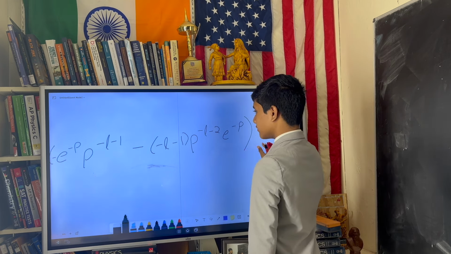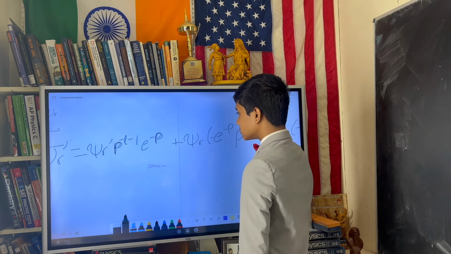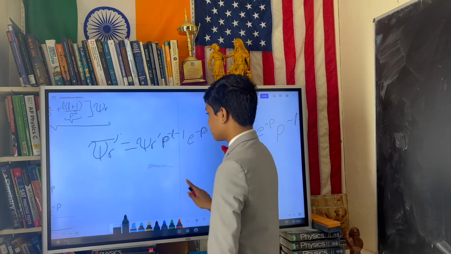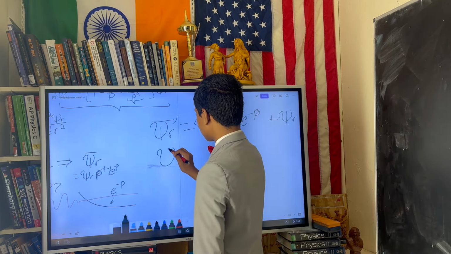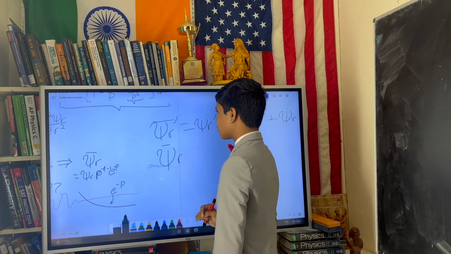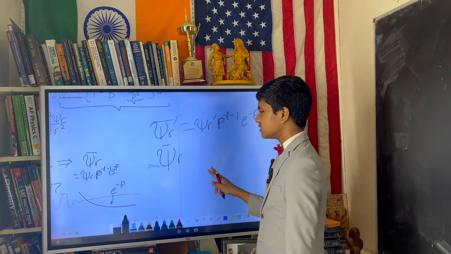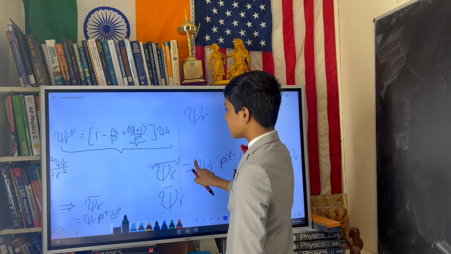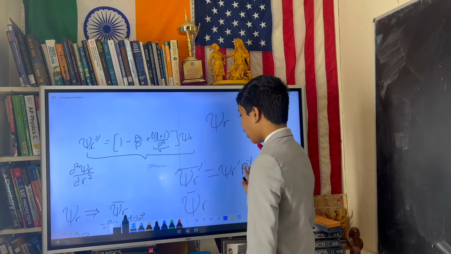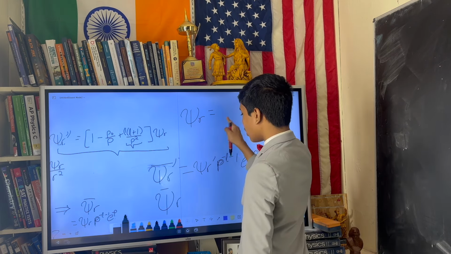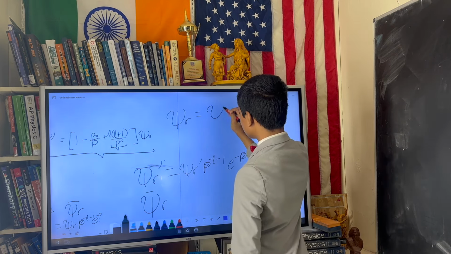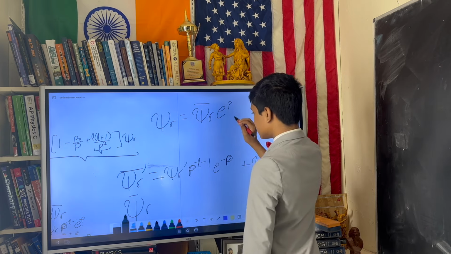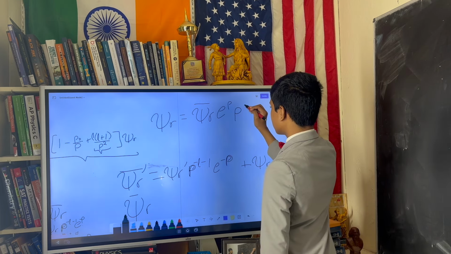Things are already looking very, very bad. So now, what happens when we take the second derivative? Well, perhaps we should do things the other way around, because we want to plug this into psi r double prime. So we're going to let psi r be equal to psi r hat times e to the rho times rho to the L plus 1.